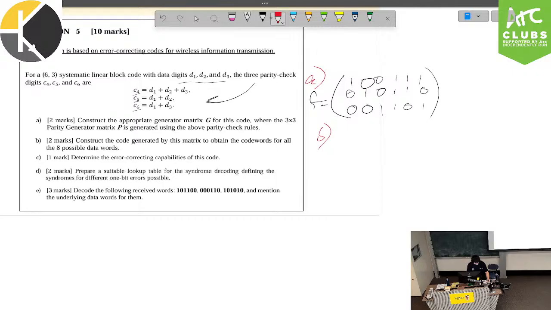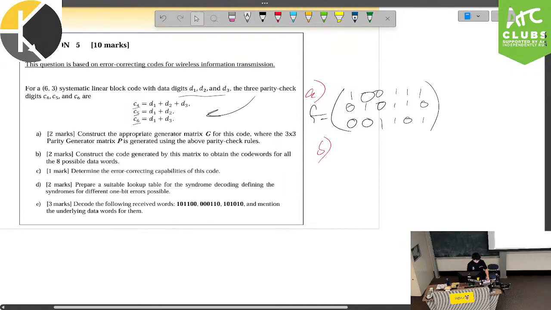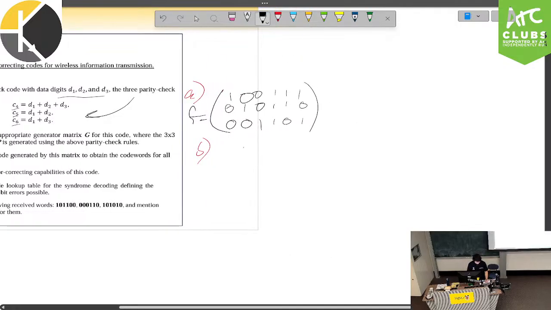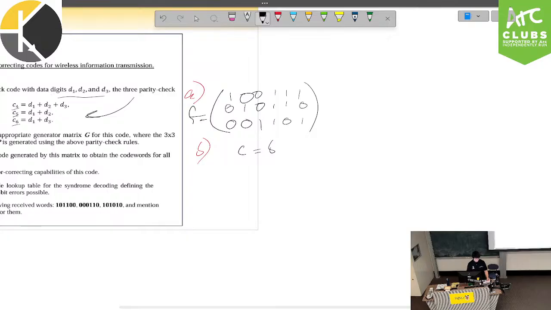Now I need to do part B. Construct the code generated by this matrix to obtain code words for all 8 possible data words. How would we do this? Well, the idea is that we can generate code words by saying that C equals our data, I'm going to call it B, times G.